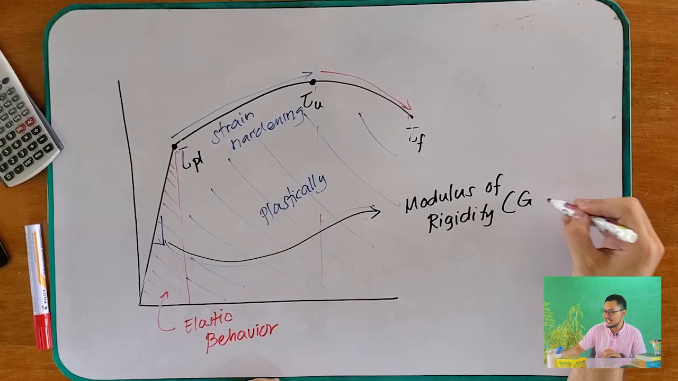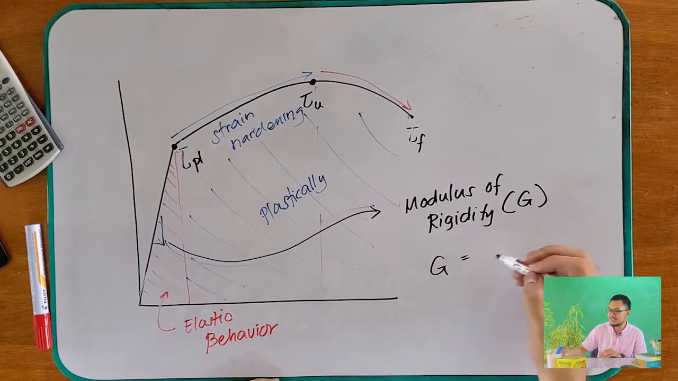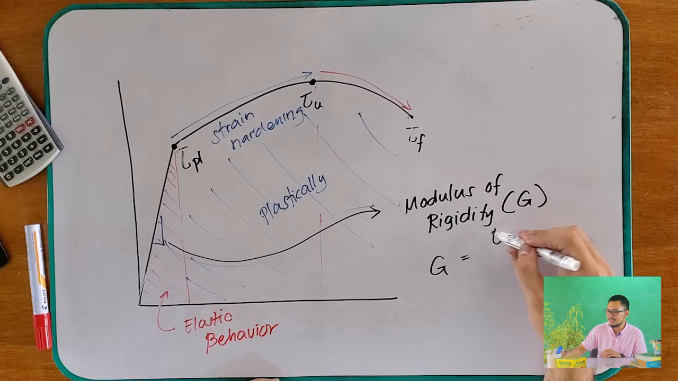So therefore, this one is G. Your modulus of rigidity is equal to shear stress over shear strain, that is, tau over gamma. And take note, your modulus of rigidity has the same unit as your modulus of elasticity. Why? Because your tau is expressed in units of stress and your gamma is expressed in radians, which has no unit.